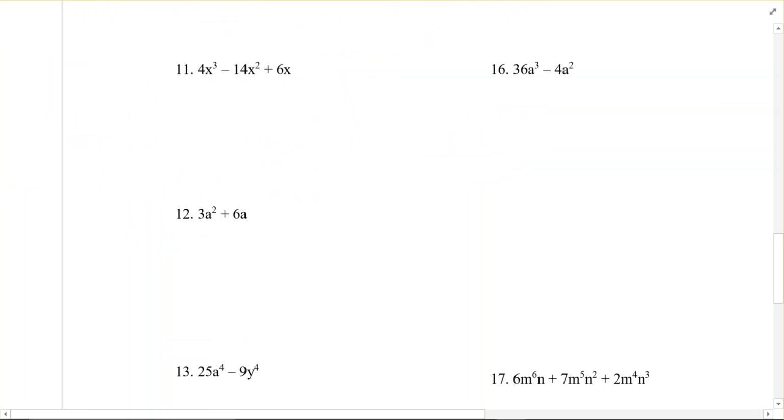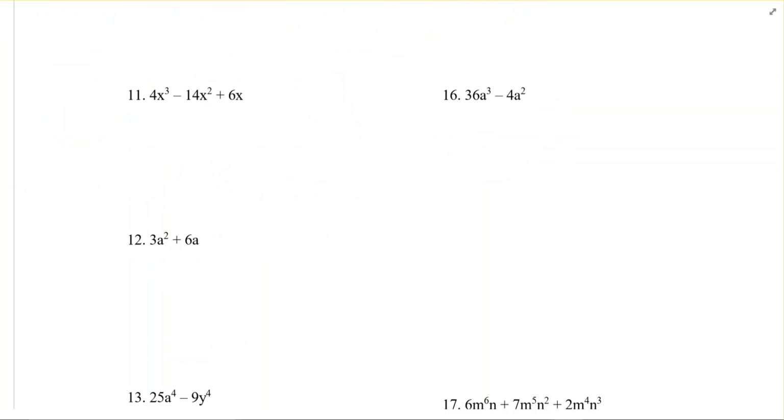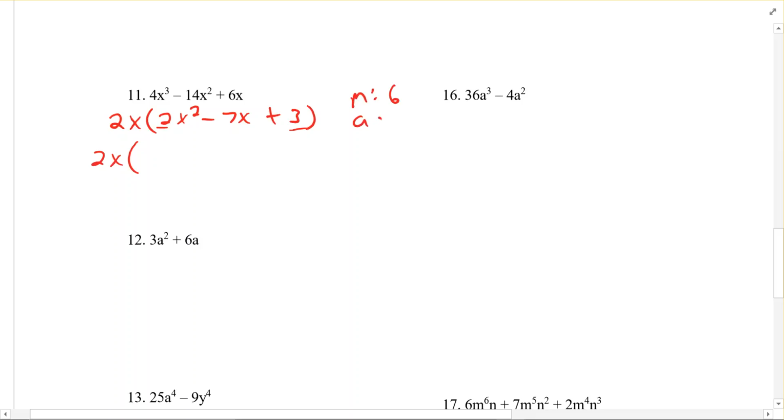All right, 11. Right off the bat, I can pull out a common factor to this. I can pull out a 2 and an x. And I'm left with 2x squared minus 7x plus 3. Now this 2x is just kind of hanging out front. So now I just treat this like a normal one. My two numbers need to multiply to 6, and they need to add to negative 7. So that's going to be negative 6 and negative 1.